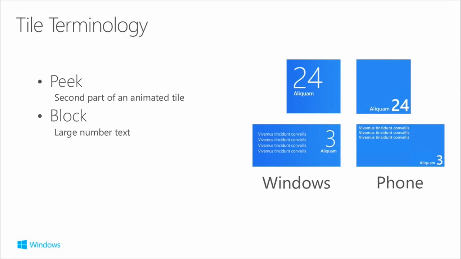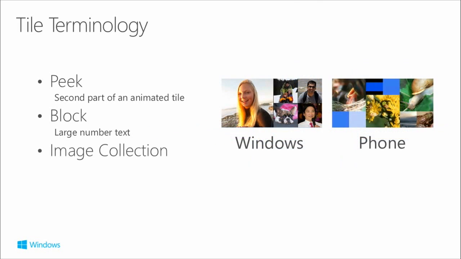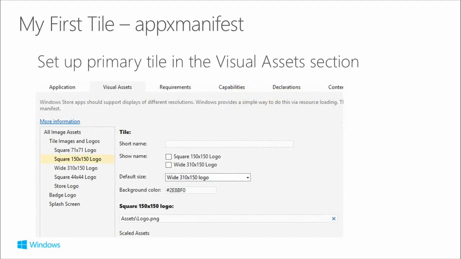Block means a large number text, and so that's going to be the 3 here and there, or the 24 is the block. It's rendered differently on Windows than it is on Windows Phone. It's meant to give the best presentation on a tablet versus a phone. Then we've got image collections, and this is literally just a list of images that you're pointing your tile to. And I guess that's all of the tile terminology. As you can see, again, rendered differently on Windows and Windows Phone. It's been designed specifically for the form factor that it's being displayed on.